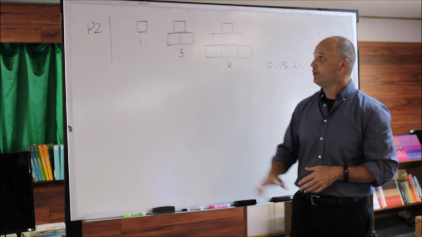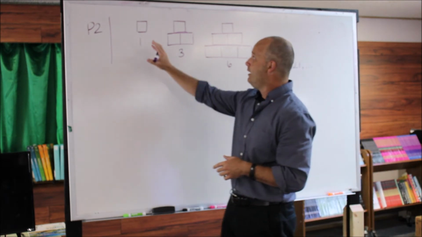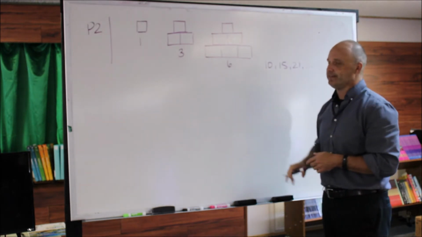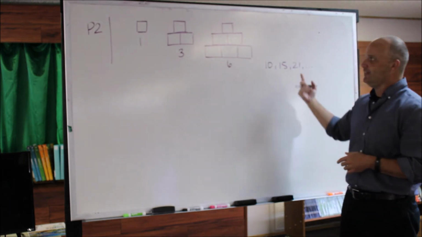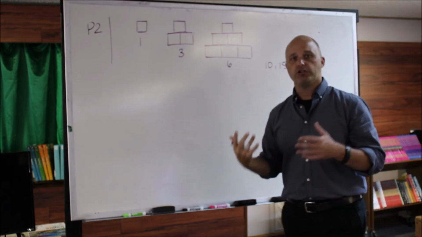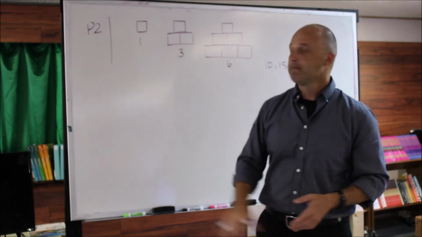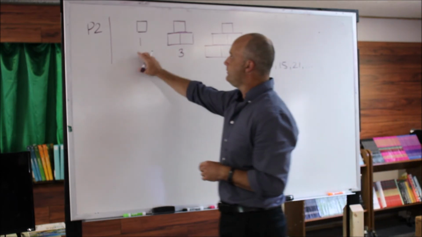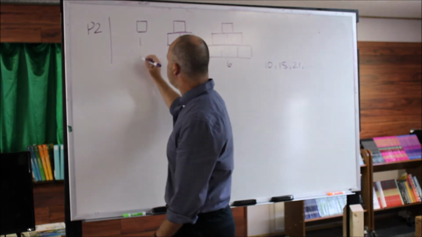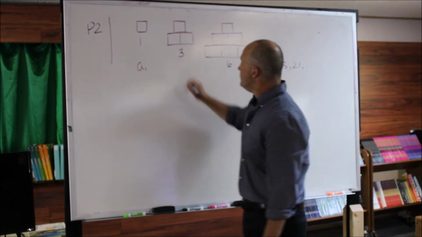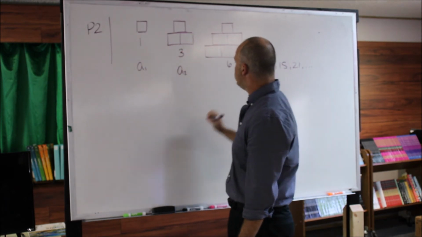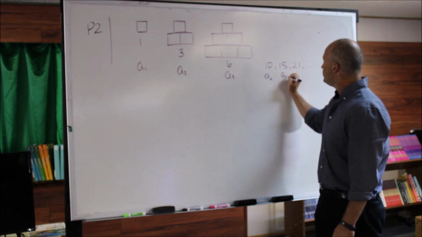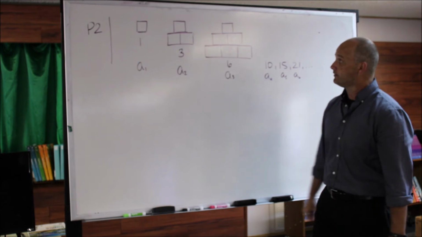So in problem number 2, you're given a situation where you've got a box, and then a pyramid is made out of 3 boxes, a pyramid is made out of 6 boxes, then eventually 10, 15, and 21. And what they want you to do is create a recursive formula based off of that information. So let's start with, this is term number 1, so we're going to write this as a sub 1. This is term number 2, so I'm going to write this as a sub 2. This is a sub 3, a sub 4, a sub 5, and a sub 6.